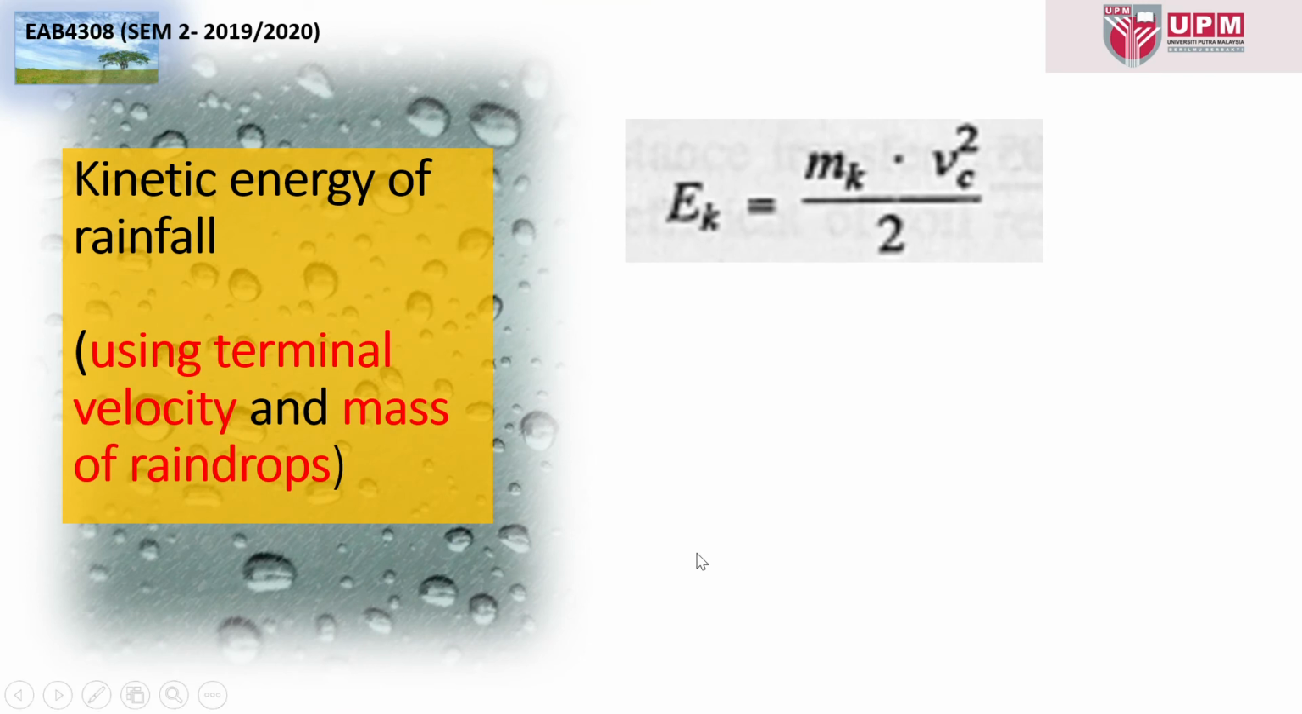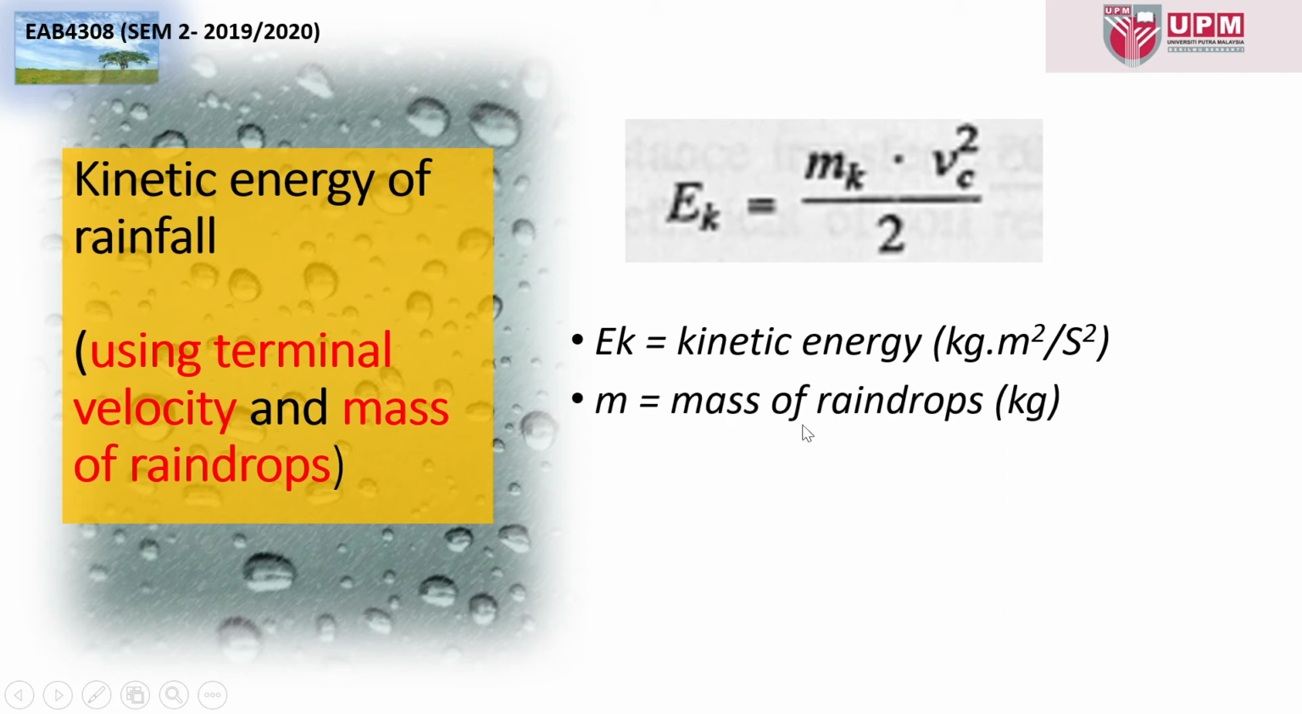Another way to calculate kinetic energy of rainfall is by using terminal velocity and mass of raindrops. In the previous formula you used rainfall intensity, but now you are using mass of raindrops. If you are using this formula, the unit of kinetic energy will be in kilogram per square meter per square second. M will be mass of raindrops, in kilogram. So you also have to use terminal velocity.